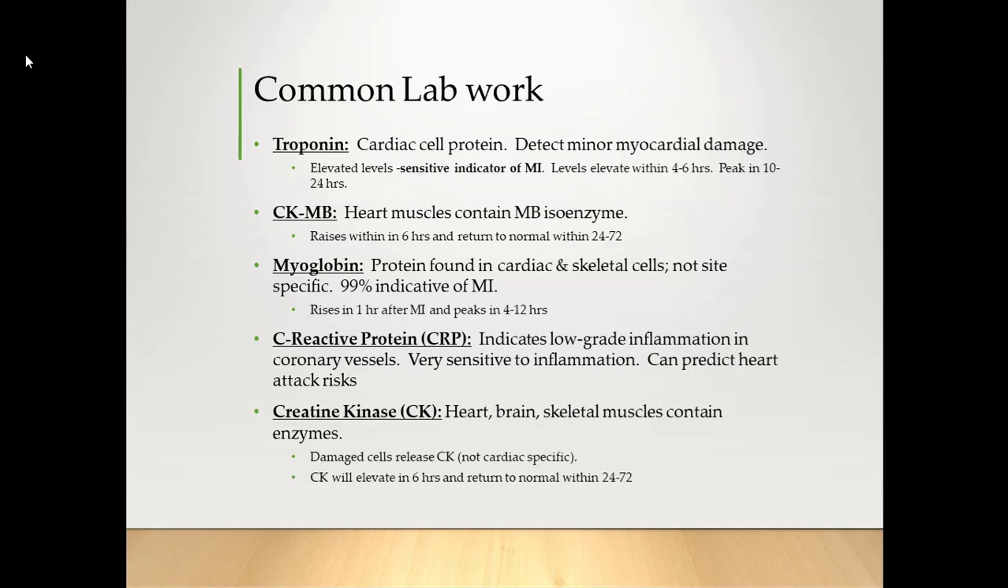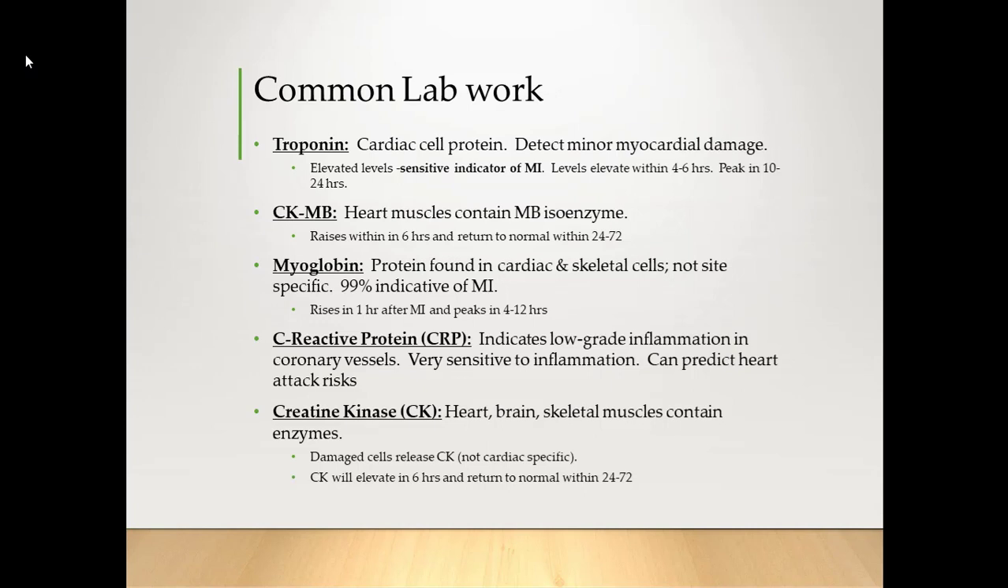When there's damage to those cardiac cells or the cardiac muscles, there's a protein that's released, and that's the troponin. So anytime there's even minor damage to that heart muscle, the troponin is going to be elevated. Generally, it takes a little bit to go up, 4 to 6 hours, and peaks within 10 to 24 hours. When you see troponins, generally they're going to be serial troponins until 2 of them are within normal limits. I think they're about every 6 hours apart.